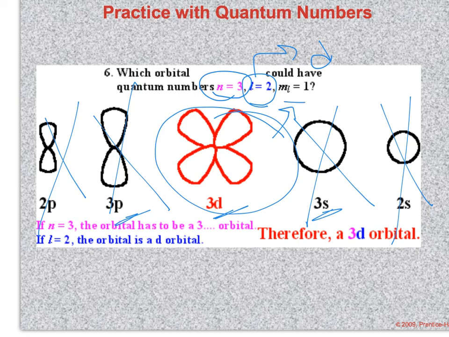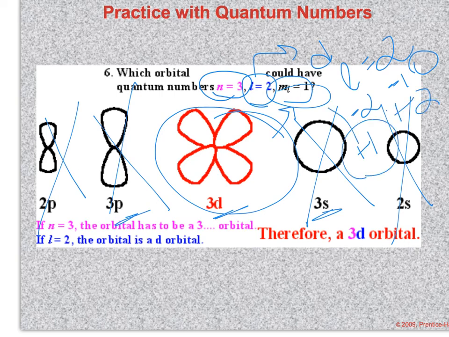Let's make sure the m sub L is okay. If L equals 2, if we're talking about a D sublevel, the values that m sub L can have are -2, -1, 0, +1, and +2. So an m sub L value of 1 is perfectly fine for a 3D orbital.